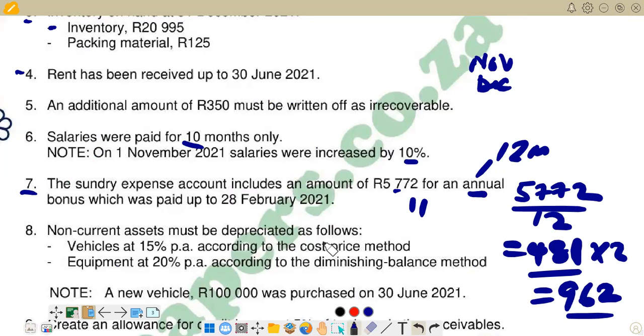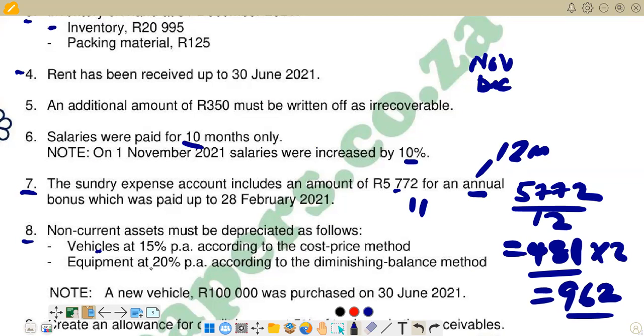Right, on depreciation, we are here on item 8. Non-current assets must be depreciated as follows: vehicles at 15% per annum according to the cost price method, and then equipment at 20% per annum according to the diminishing balance method. So remember, you have to take note of the formulas. On the cost price method, this is the straight line method. So we are going to say percentage times cost. We are just going to check the cost of vehicles, and then multiply by 15%. It represents the annual depreciation for vehicles.